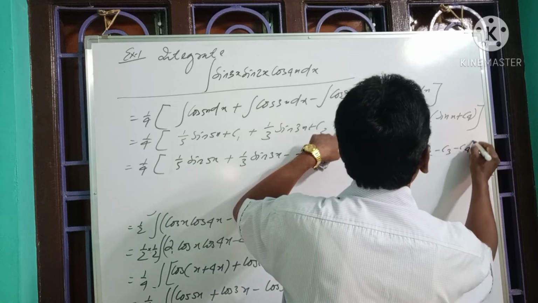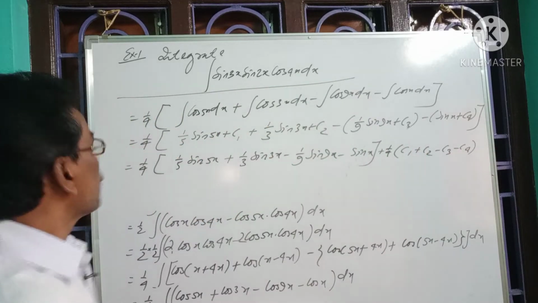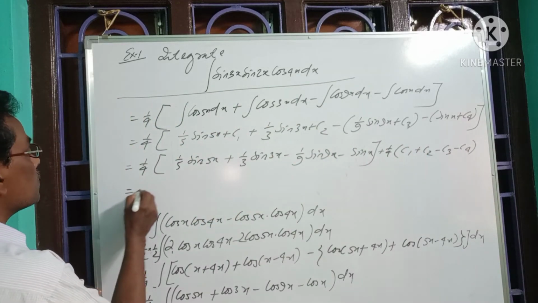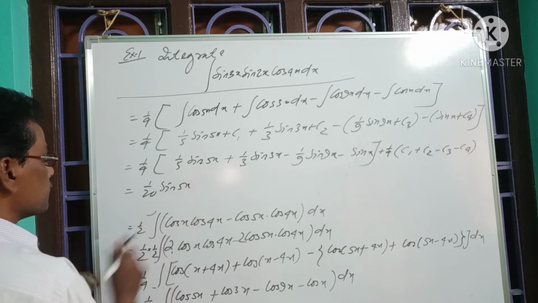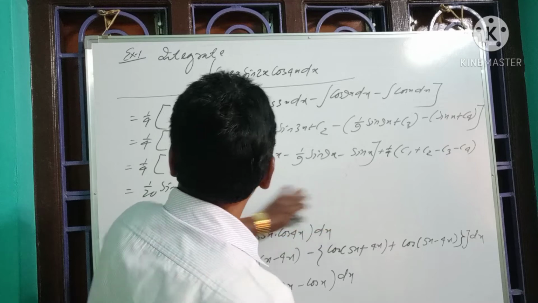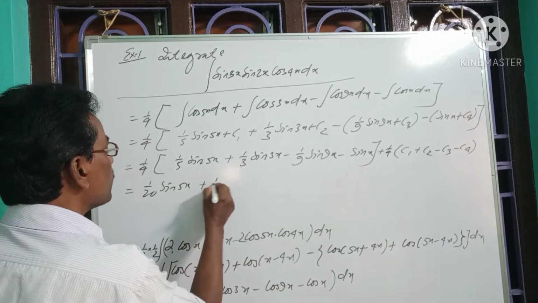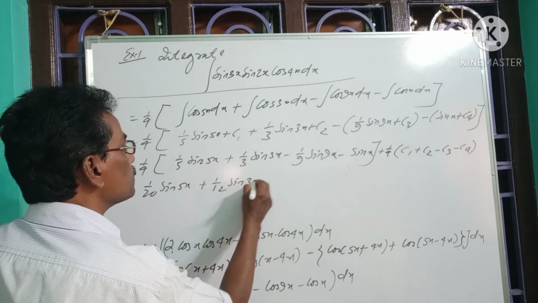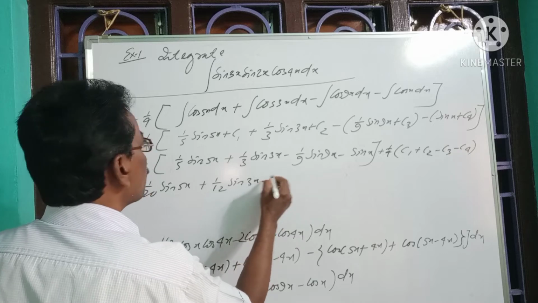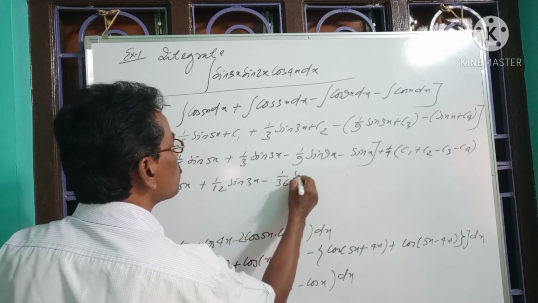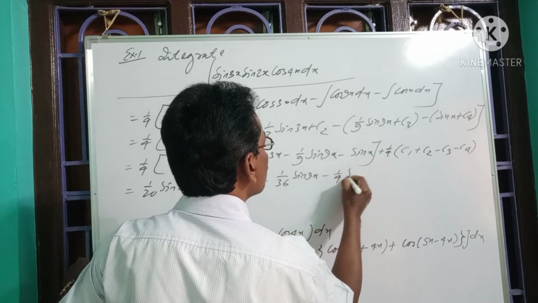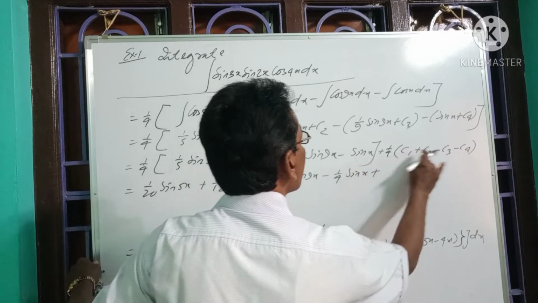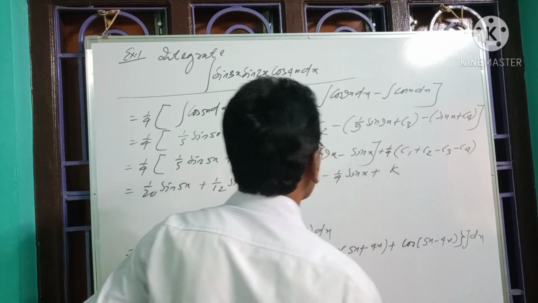constant, that is c4. So collecting all the constants and functions, at last we got 1 by 20 into sin 5x plus 1 by 12 into sin 3x minus 1 by 36 into sin 9x minus 1 by 4 into sin x. So in place of all the constants, we can take a single constant of integration.